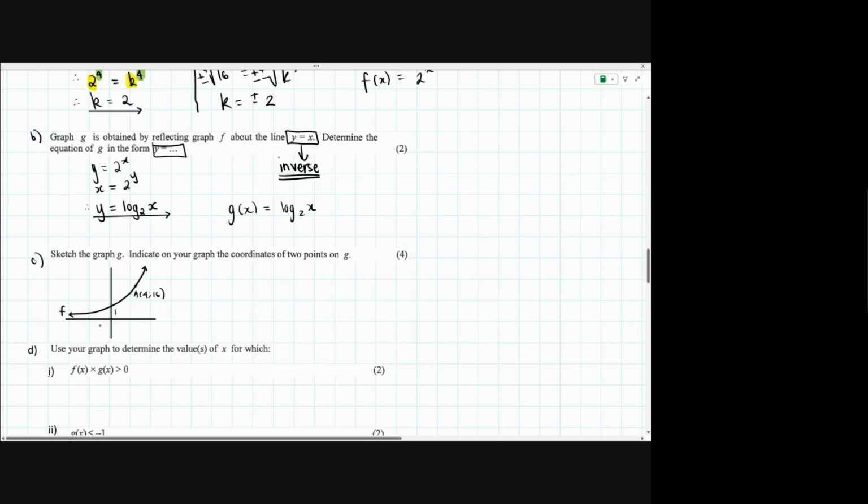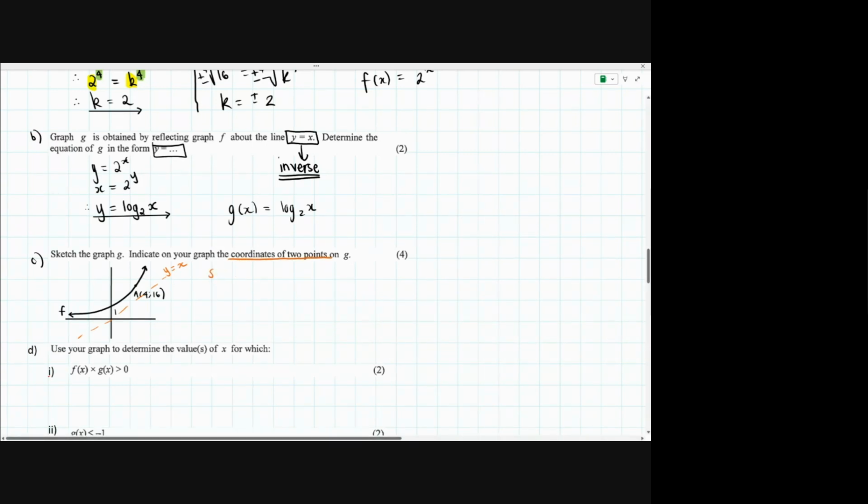We are now drawing the inverse. And so what that means is that I would need to reflect this graph over a straight line, the line y equals x. Now, this is just helpful for me to visualize what happens. However, this statement here, indicate on your graph the coordinates of 2 points, should give us a little hint.